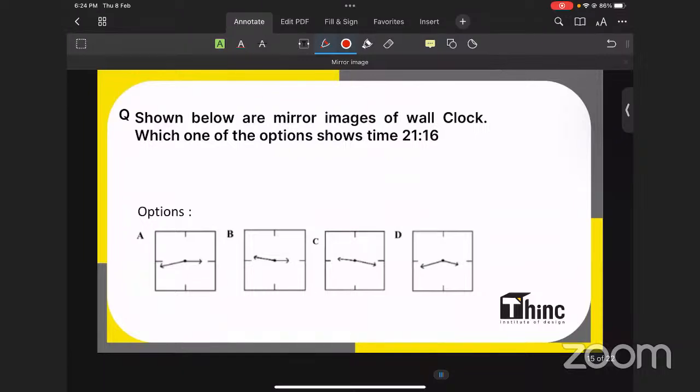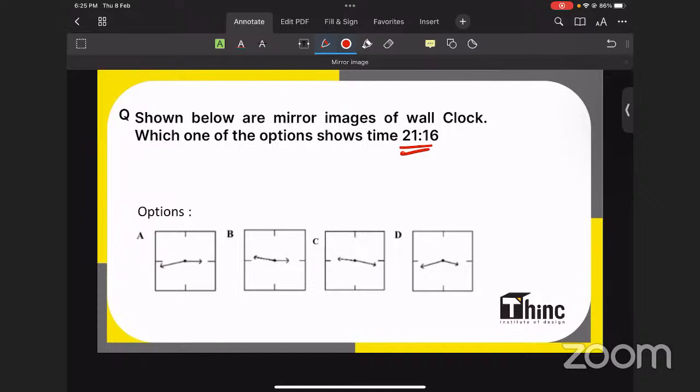Okay, so over here, shown below are mirror images. The time is given. Actually, this is an old NATA question and it has been repeated again in 2022, I think. JEE 2022 asked the exact same question. So this question is from JEE 2022, I think, if my memory is right. 2022 JEE 1 or 2, I think.